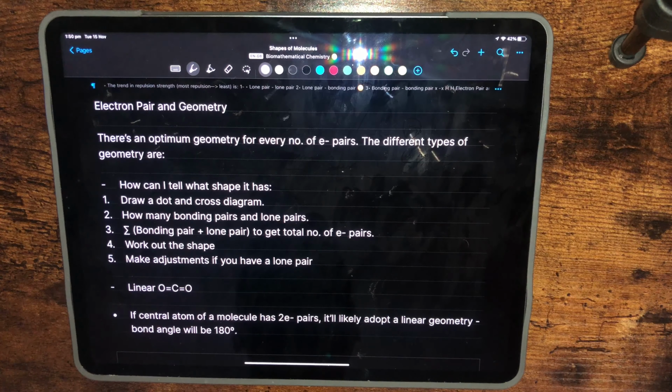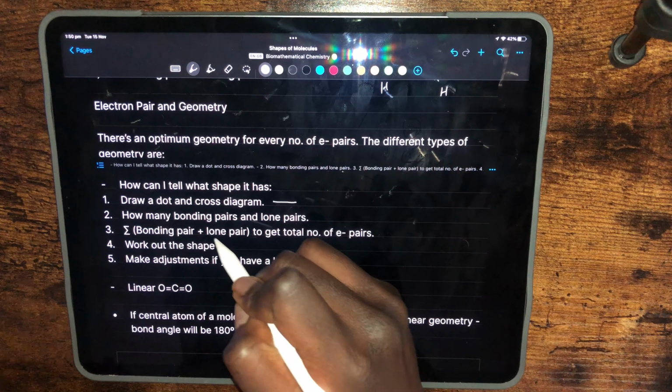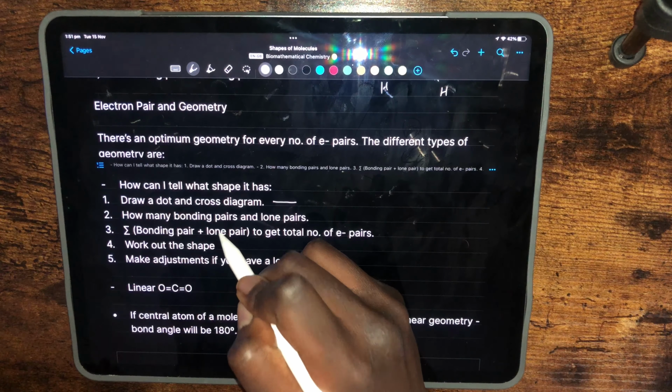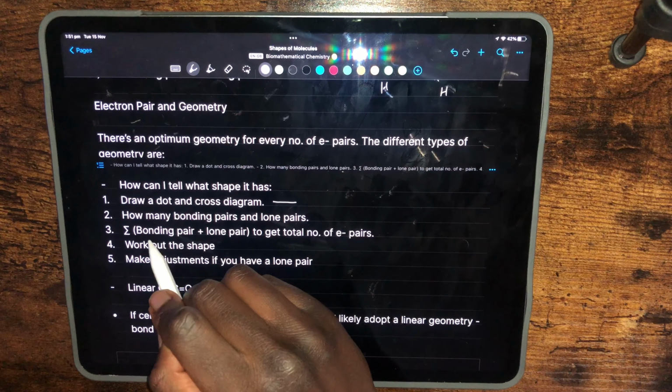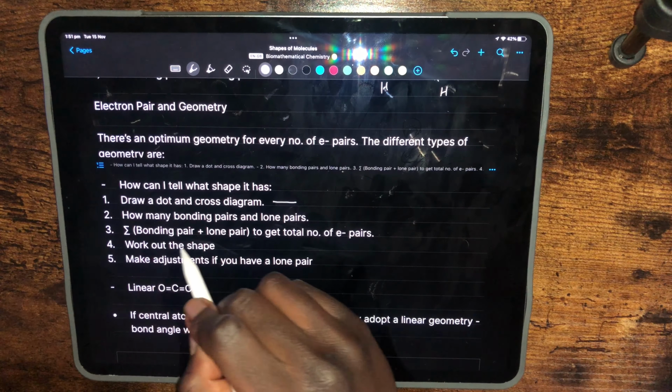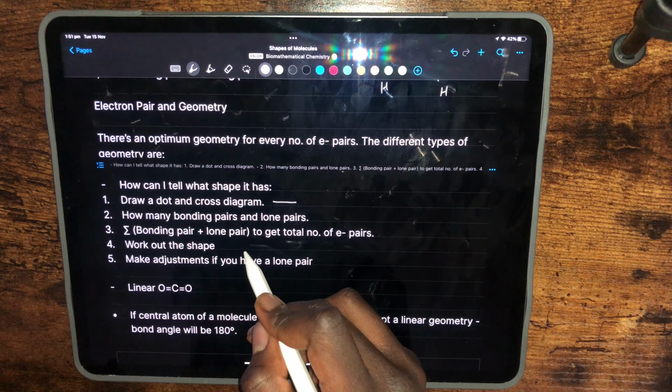If you have molecular compounds or molecular ions, it's a slightly different thing. I'll go on to that later. But the first thing to do is draw the dot and cross diagram. The second thing I do is see how many bonding pairs and lone pairs I have based off that dot and cross diagram, and then I sum up the bonding pairs and lone pairs. This part isn't a really intensive step in terms of understanding the compound, but it's useful because it's kind of like a cheat code.